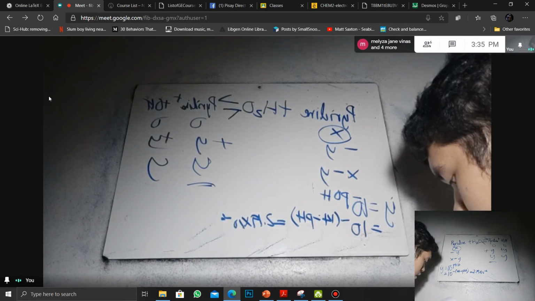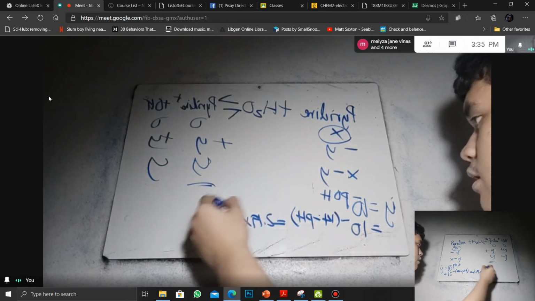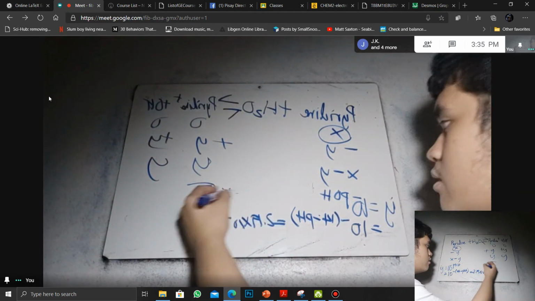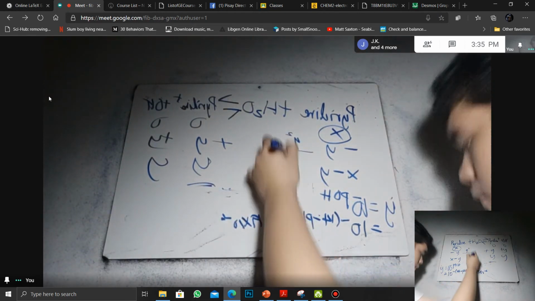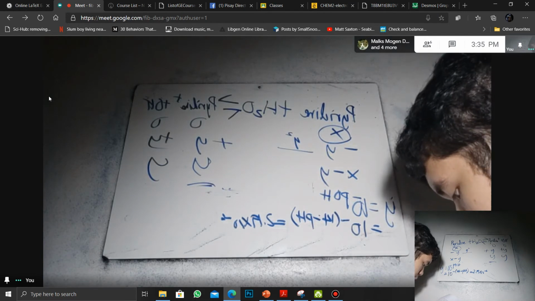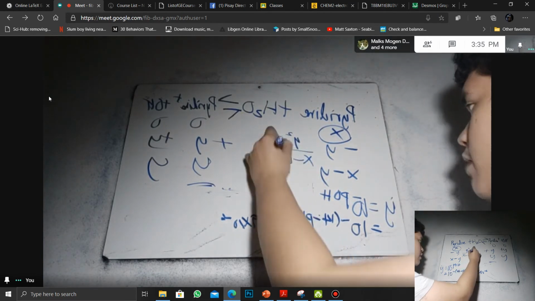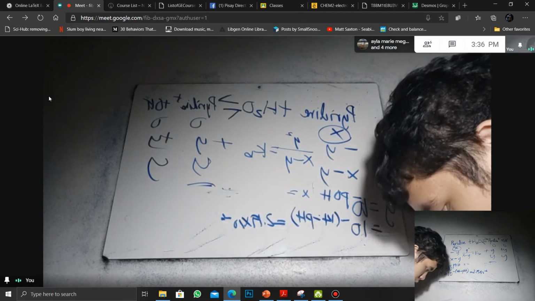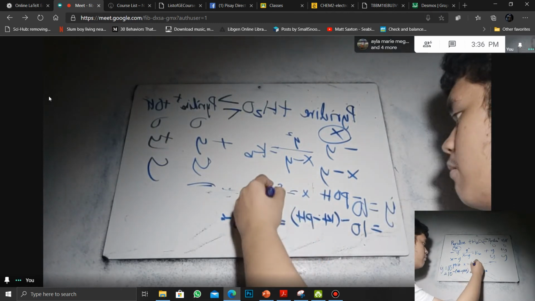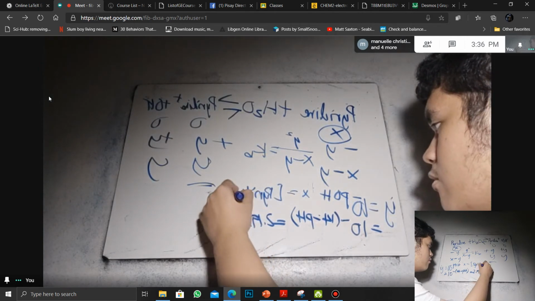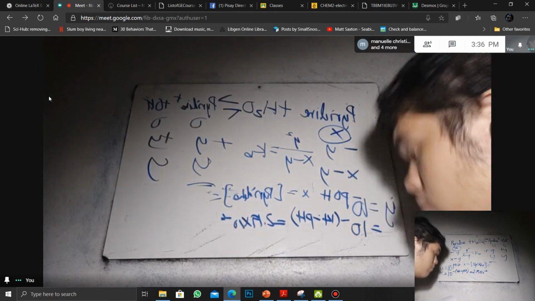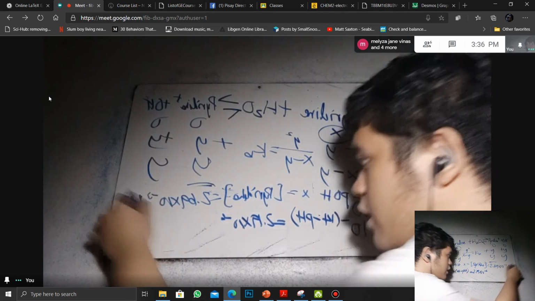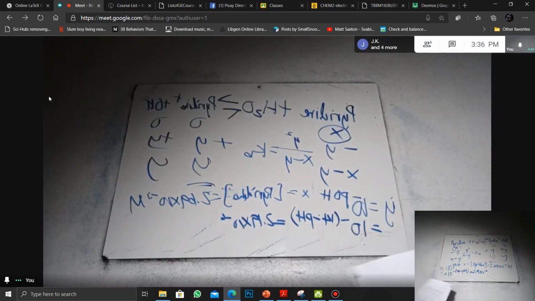Solve for x. Oh, solve for x na lang. Y squared over x minus y. Kasi binigay yung kb, no? You will get x equals to yung concentration ng pyridine. That is equal to 2.69 times 10 to the negative 3 molar, no? Okay. Yun.